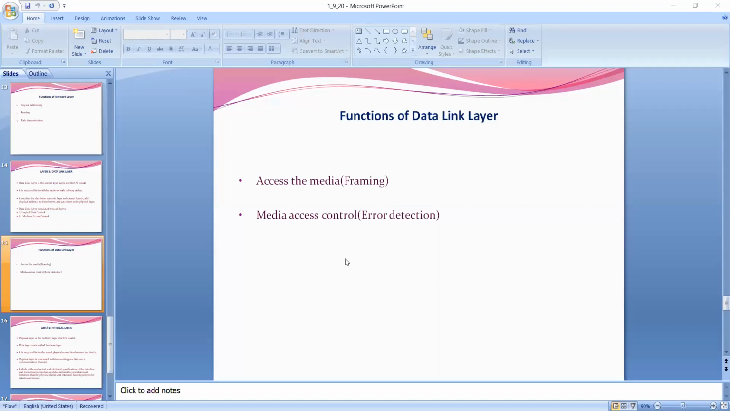So the protocol used here is carrier sense multiple access protocol. The function of this protocol is that whenever the media is free, it informs the computers to send the data one by one. Okay, so these are the functions of the data link layer.